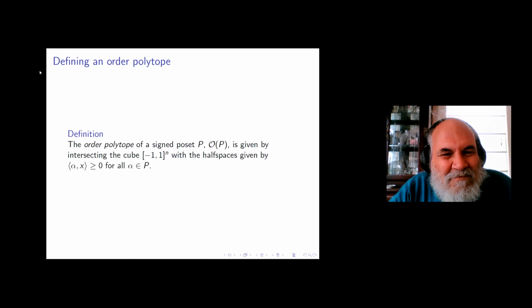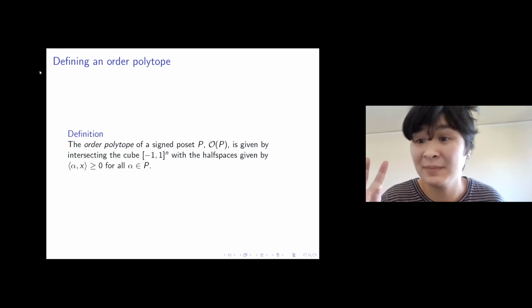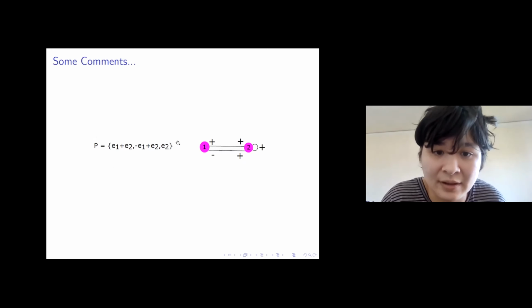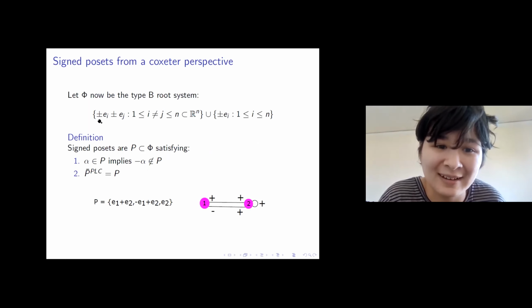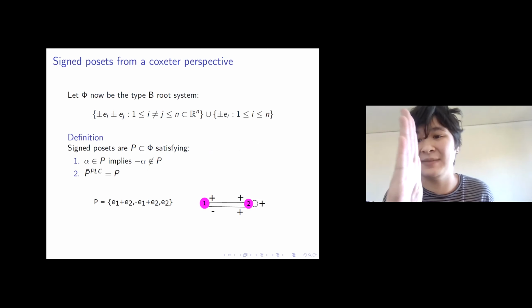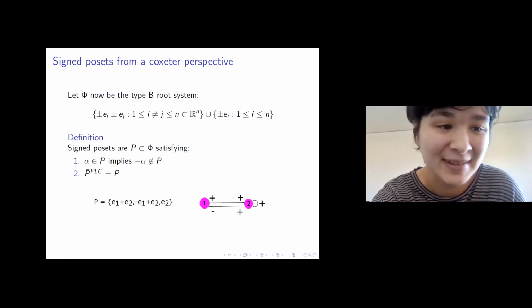So alpha is a unit vector, is one of the coordinate vectors. Alpha, let me go back, is a member of the type B root system. So the half spaces are either going to look like this, or they're just going to be diagonal like this. But you're right, they definitely follow a very specific form.